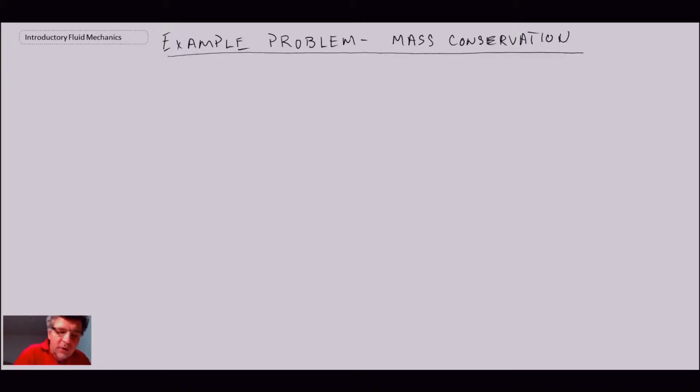Okay, we're now going to work an example problem that involves the continuity equation. So this is mass conservation applied to a control volume. And what we're given, let me draw out a schematic of the problem to begin with.